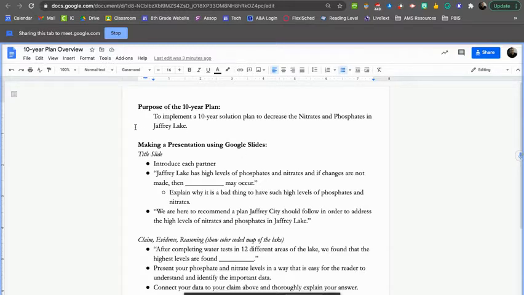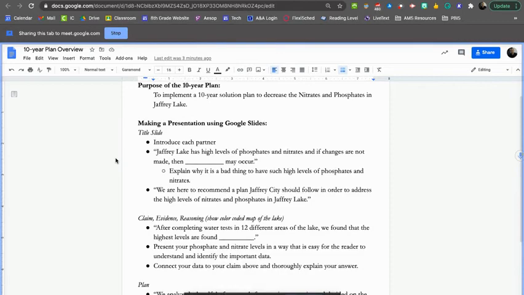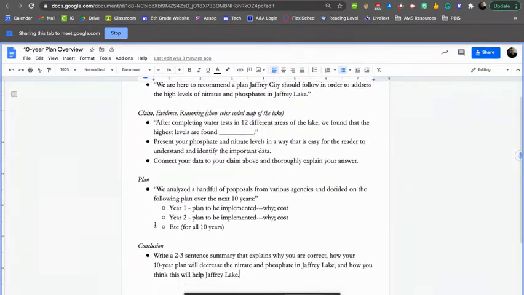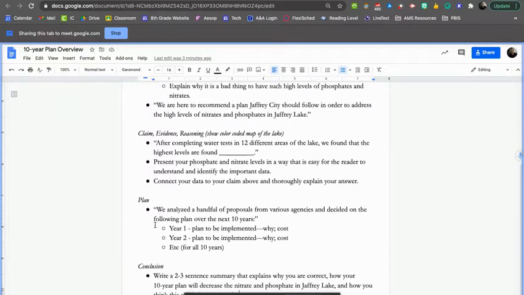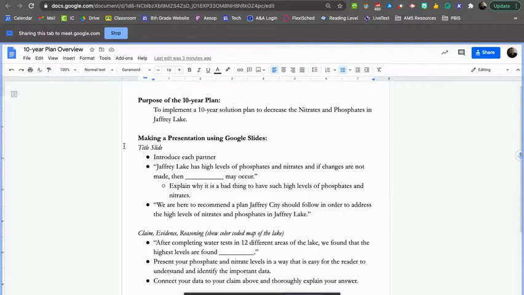So this is just a general overview of what the actual assignment is, because this is one of the bigger ones. If you are lost and need an idea as to what each section is, or the flow of your PowerPoint or the flow of your 10-year plan, I would refer to this. Actually, this is more of the PowerPoint overview. I'll show you the other thing in a sec.